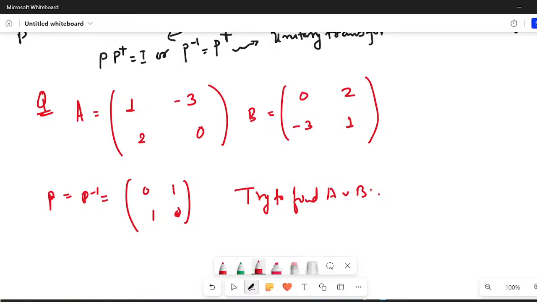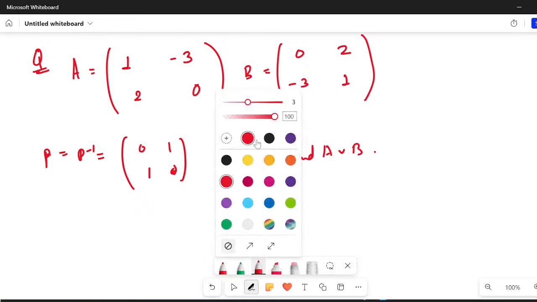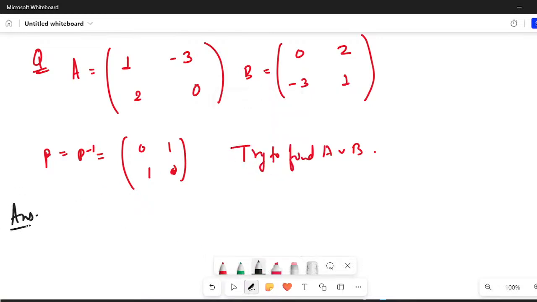So in order to find that A is similar to B, you have to use the similarity transformation. So what I have to do, see, simple. I have been given A, and I have been given P also, for your convenience, so that you don't waste much of your time finding P.